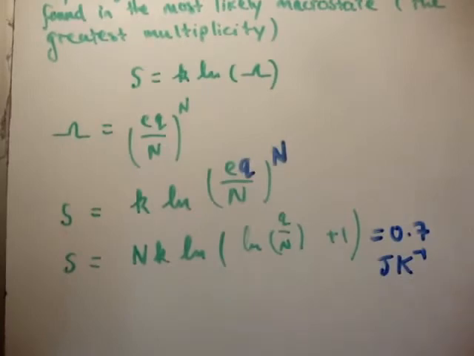Okay, so we have S, the entropy is 0.7 joules per Kelvin approximately. So I'll just try and rephrase that again. Generally, the more particles that there are in the system, the more energy it contains, and the greater its multiplicity, and therefore the greater its entropy.